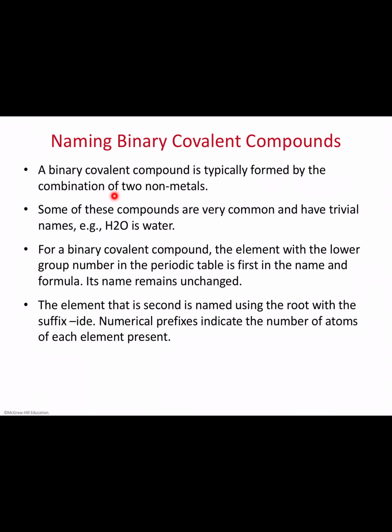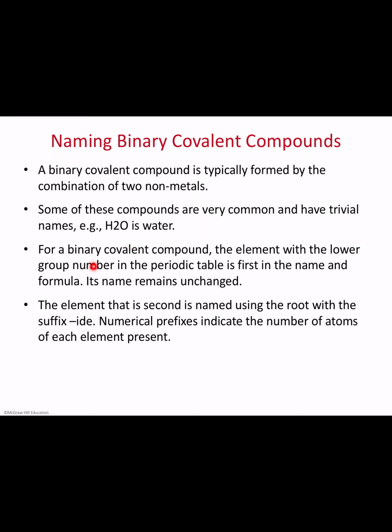A binary covalent compound is typically formed by the combination of two nonmetals. Some of these compounds are very common and have trivial names. For example, H2O is a covalent compound. We just say it water. But we're going to learn today what is the real name for H2O.